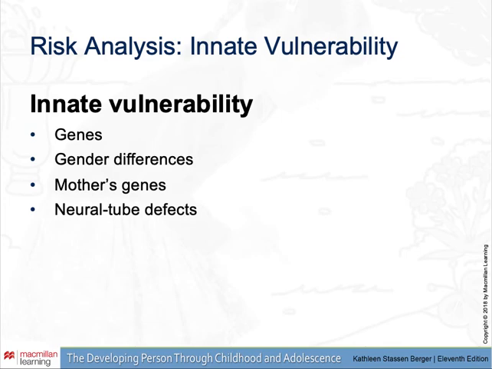All right, now we'll discuss innate vulnerability. Some zygotes carry genes that make them vulnerable. Male fetuses are more vulnerable to teratogens than female fetuses. A mother's genes affect the prenatal environment she provides. Neural tube defects are more common in certain ethnic groups, for example, Irish, English, and Egyptian.